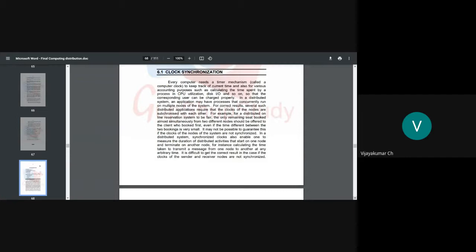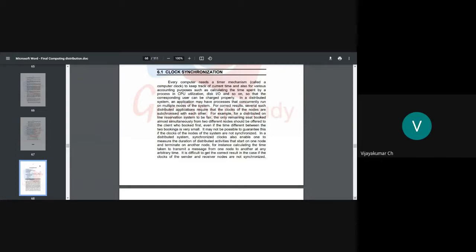It is difficult to get the correct result if the clocks of the sender and receiver nodes are not synchronized. It will be made more difficult to get correct results if the particular nodes are not synchronized.